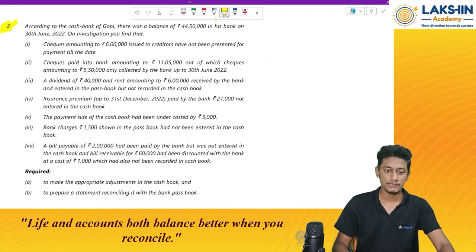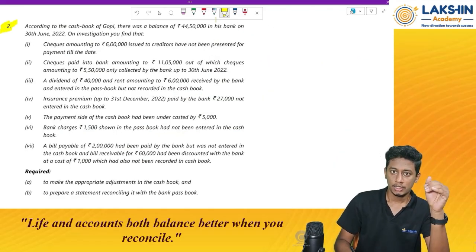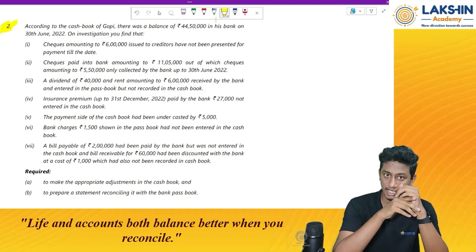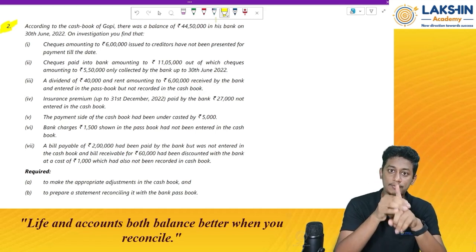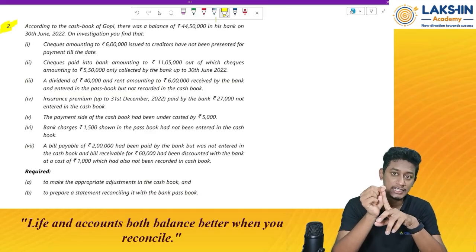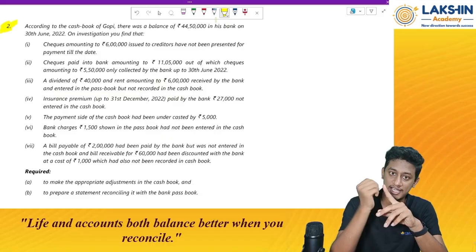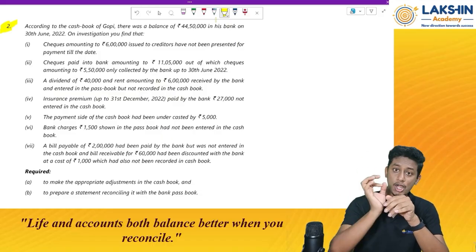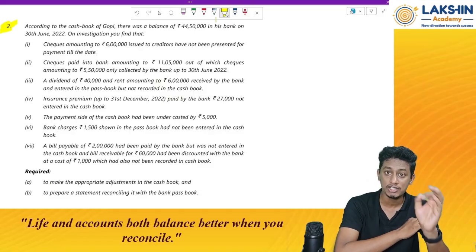Now look at this question. This is the last question of your topic. See, there can be two cases. One, where the cash book is closed. Second, where the cash book is not yet closed. Fine. Whenever the cash book is closed, we cannot open it once again and make the entries and close it again. What do we do? We directly prepare the BRS to make the reconciliations. Right? So whatever questions we saw was whenever the cash book is closed.